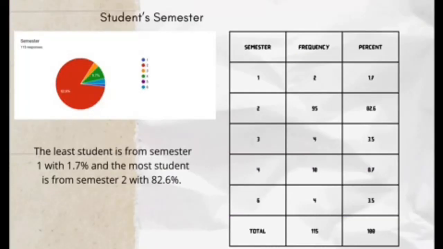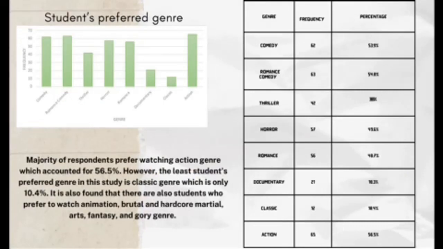Then, for student semester, the least students are from semester 1 with 1.7%, and the most students are from semester 2 with 82.6%. Student preferred genre. The majority of respondents prefer watching action genre, which accounted for 56.5%. However, the least preferred genre in this study is classic genre, which is only 10.4%. It is also found that there are students who prefer to watch animation, brutal and hardcore material, arts, fantasy, and gory genres.